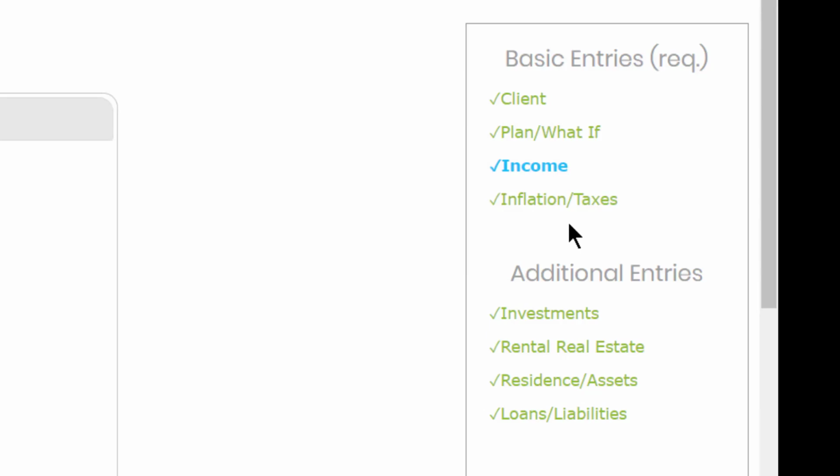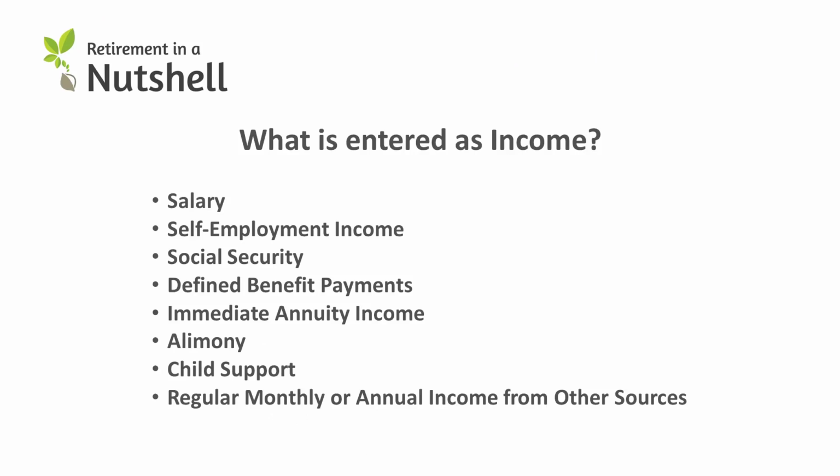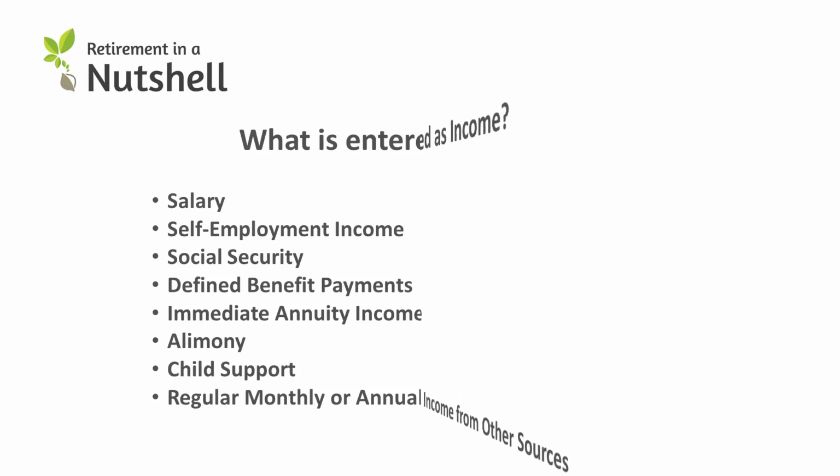Income that is entered using the income menu item includes all income except withdrawals from investment accounts. Income from investment withdrawals is entered later in the process using the investments menu item. Items normally entered using the income menu category include things like salaries, self-employment, Social Security, defined benefit pension payments, immediate annuities, alimony, child support, or other non-investment account sources.